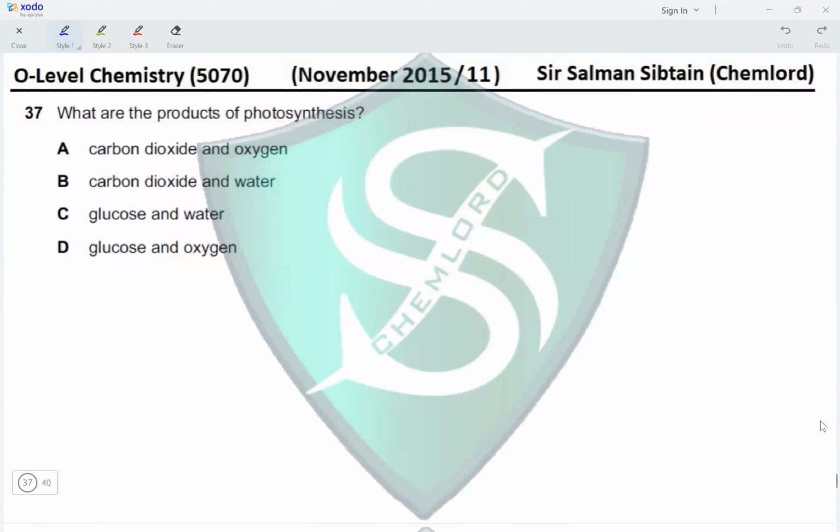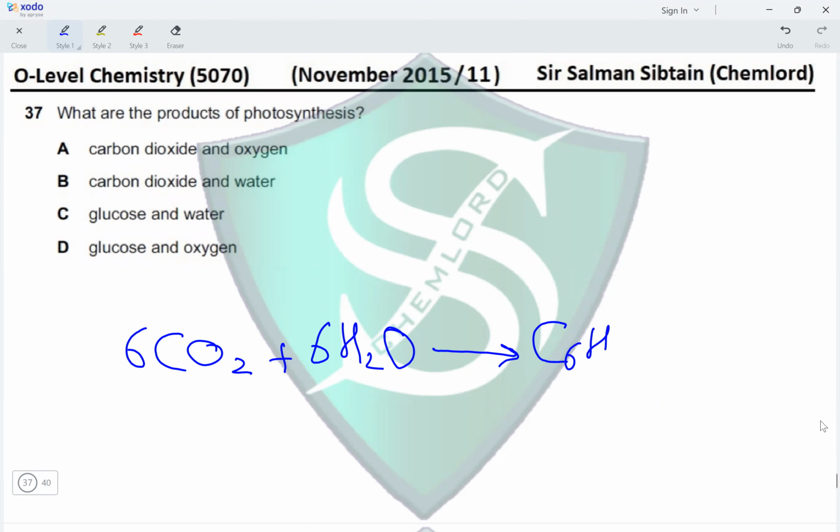Question 37. What are the products of photosynthesis? So photosynthesis is a reaction in which carbon dioxide, 6 moles of it, reacts with 6 moles of water in the presence of chlorophyll as a catalyst, and this produces glucose, C6H12O6, and it produces 6 moles of oxygen gas.